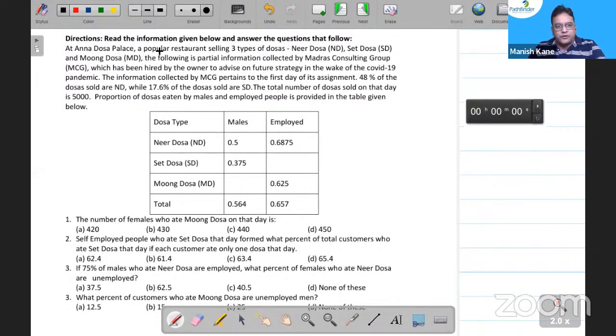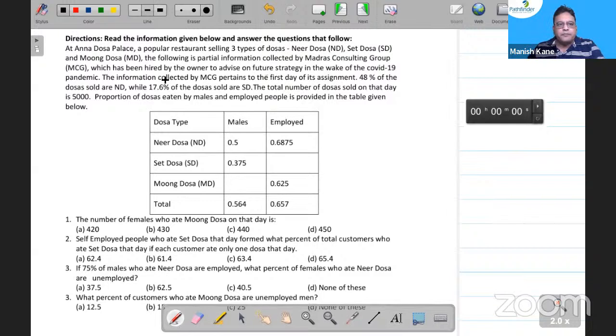So at Anna Dosa Palace, a popular restaurant selling three types of dosas, neer dosa, set dosa, and moong dosa. The following is partial information collected by Madras Consulting Group, which has been hired by the owner to advise on future strategy in the wake of the COVID-19 pandemic. The information collected by MCG pertains to the first day of its assignment.